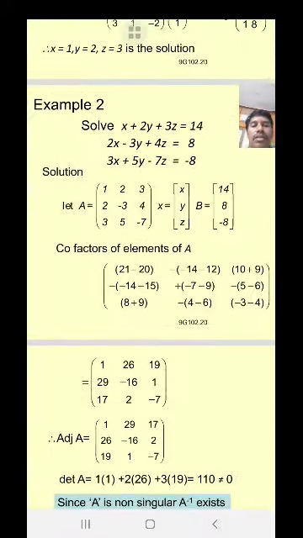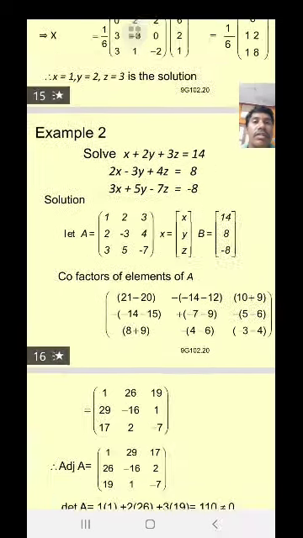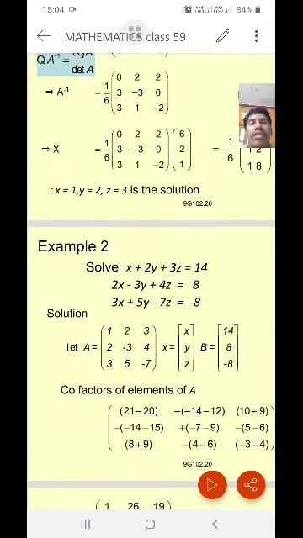Next question. And one more thing is, we can check whether our solution is correct or not. Simply you can substitute this x, y, z in any equation of the question. You will get the right side answer. So that means the equation is satisfied.